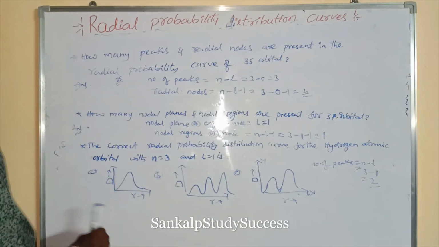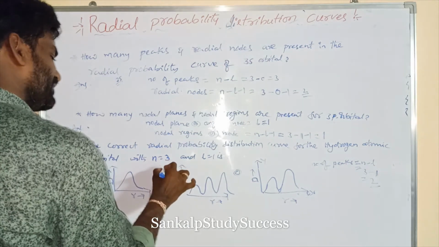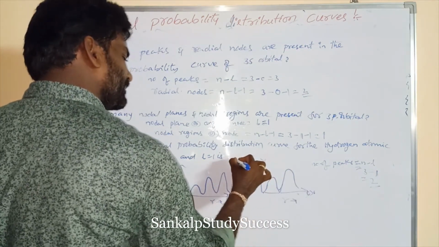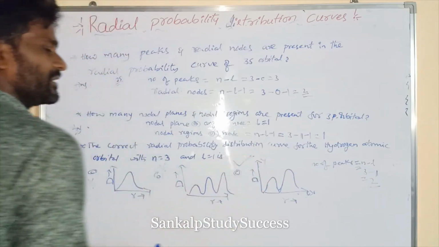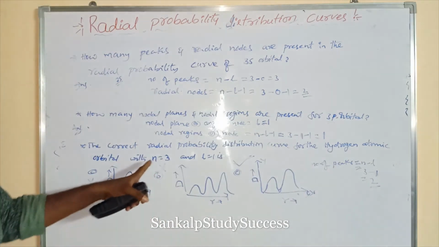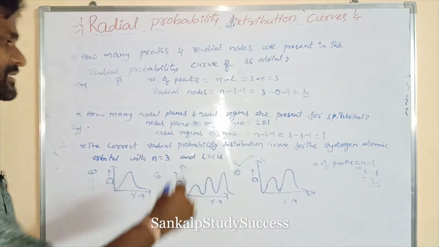So here 1 peak is given, that is wrong. Here 3 peaks are given, that is wrong. And here 2 peaks are present, that is right. So this is the right answer. The number of peaks is equal to n minus L, where n is given 3, L is given 1, 3 minus 1 is equal to 2. So this is the right answer.